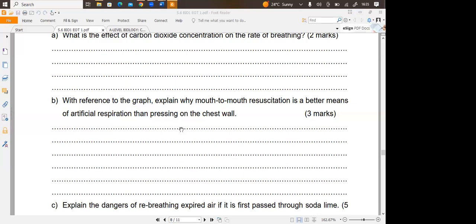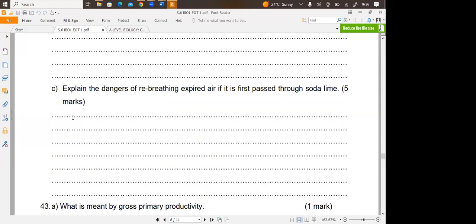So that is that for part B. You have now understood the science behind it. Now sit down and write an answer that befits section B. Then let us now go to part C. Part C is saying, explain the dangers of rebreathing expired air if it is first passed through soda lime.